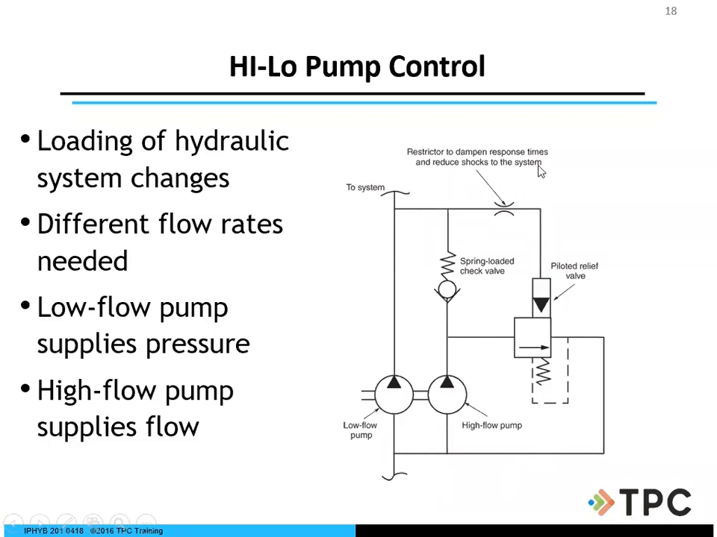Restrictor to dampen response times and reduce shocks in the system. Anytime you have fluid flow through a piping system or a hose, you're going to have some sort of shock, and you want to dampen that shock. So there are shock dampeners that we can have in our system to relieve it. If you have a lot of vibration in your hydraulic system, what's going to come loose? Your couplers, your fittings, and everything else, and then you're going to have leaks. Leaks cost a lot of money. You don't want that to happen.